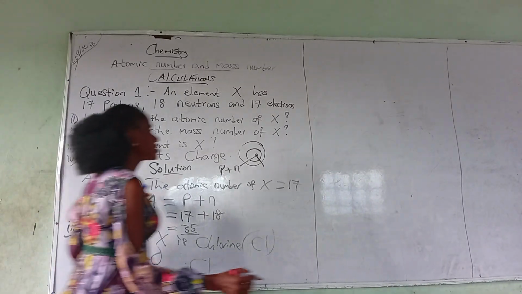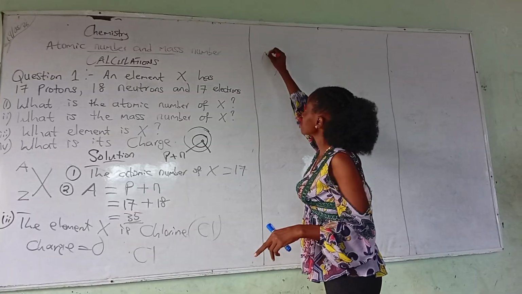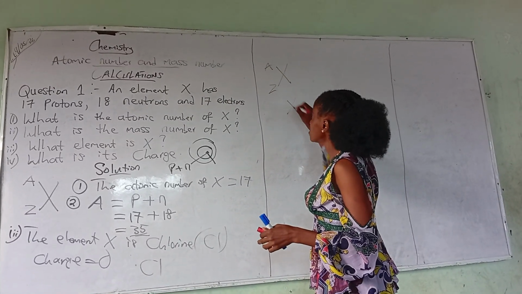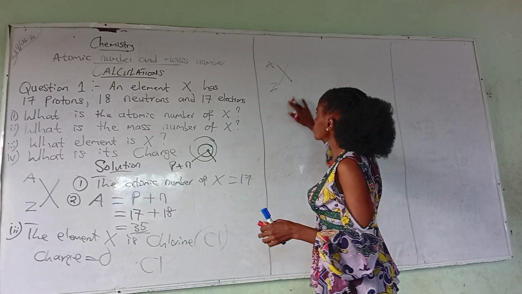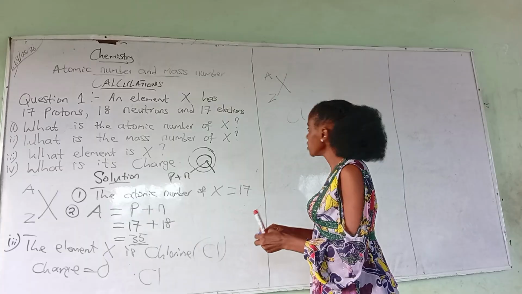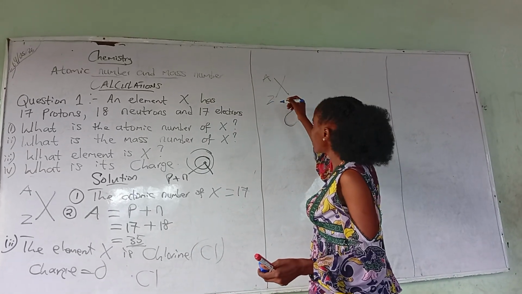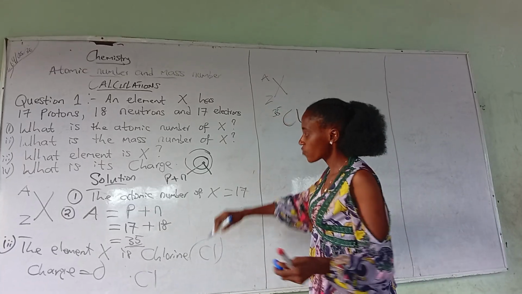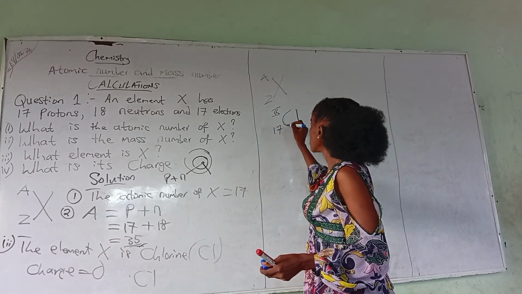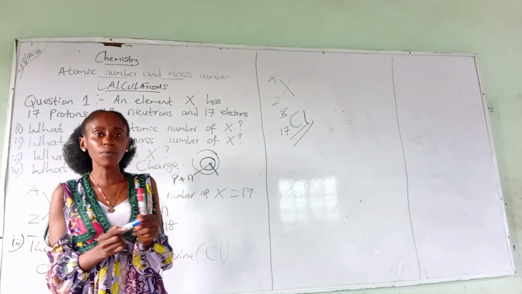What do we fix here? Where we have the element X, our atomic number and our mass number, you can now fix the numbers. In place of the X, you just fix your chlorine. You have your chlorine here, and then your mass number is 35 from here, and then we have the atomic number of 17. As simple as that.